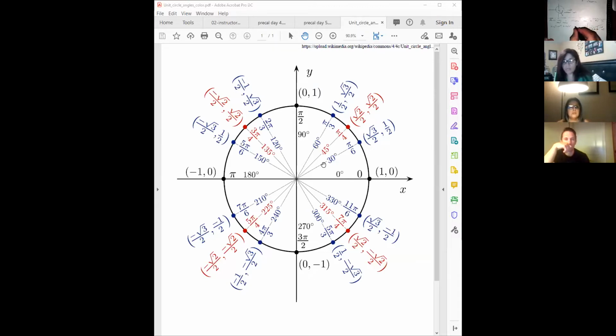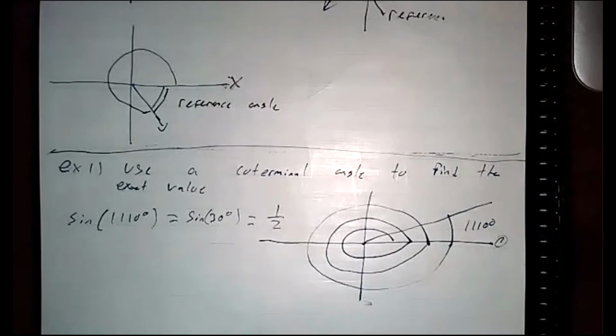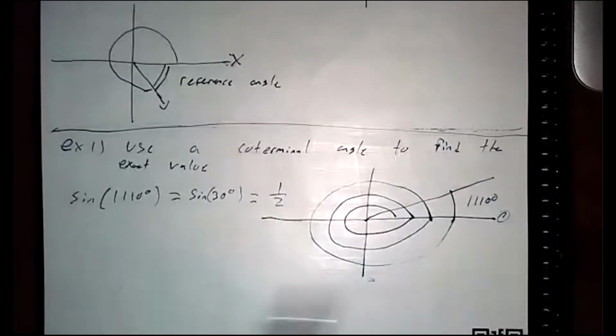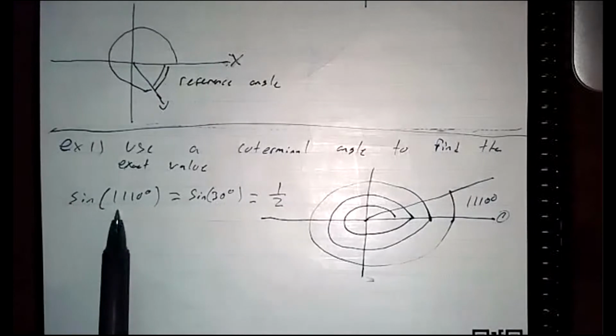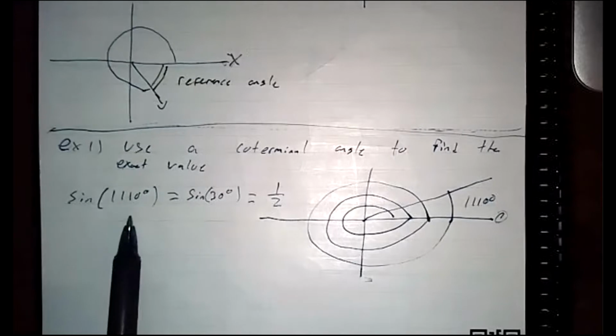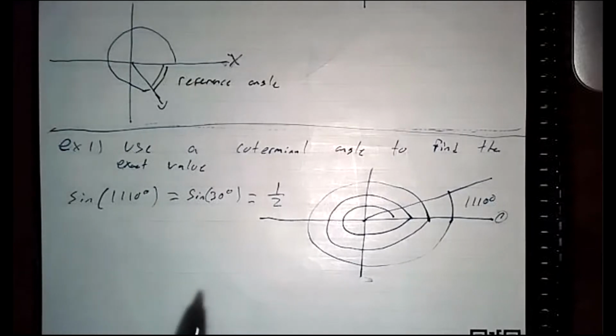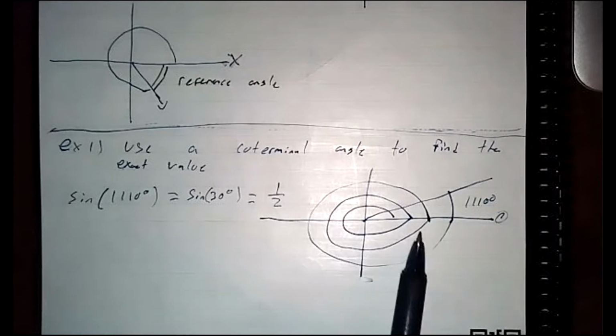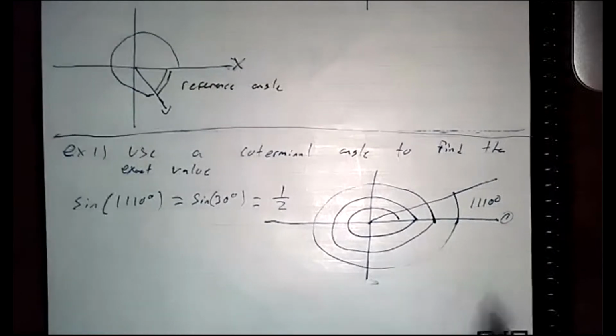Which would be 1/2, right? And if you're wondering how the heck do I do that, instead of drawing this picture, you could just look at the 1110 and subtract 360 over and over again until it's too big to subtract. Does that make sense? That's basically what we did here visually, right?